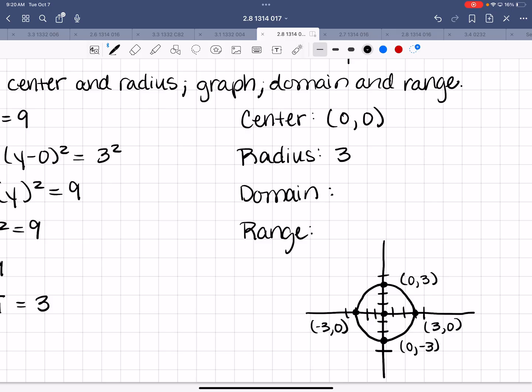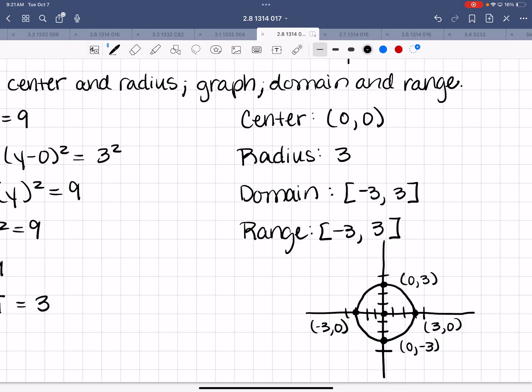Okay? So for my x, I'm looking from left to right, or start to stop. Where does it start on the x value? Negative 3. And where does it stop on the x value? Positive 3. Yep. And my range, what's the bottom? Negative 3. And what's my top? Positive 3. Same, right? Good. That's example 5.